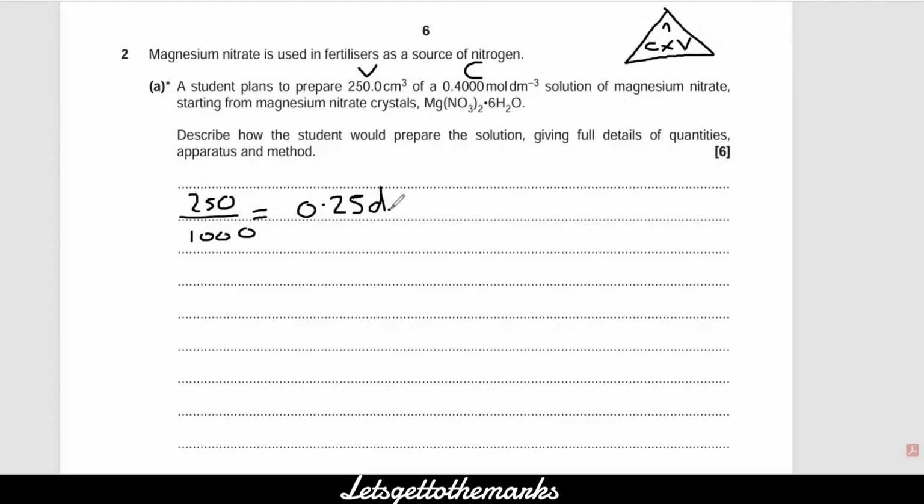So now that is our volume, and we need to multiply that by C, which is 0.4. That is going to give us our moles of magnesium nitrate. This is the exact concentration we want. Put that in the calculator. We basically want 0.1 mole. We need to get 0.1 moles of magnesium nitrate. Right, so starting from, and this is important, magnesium nitrate crystals. Now, you could do it from magnesium nitrate, but I'm going to do it from the magnesium nitrate crystal starting point.